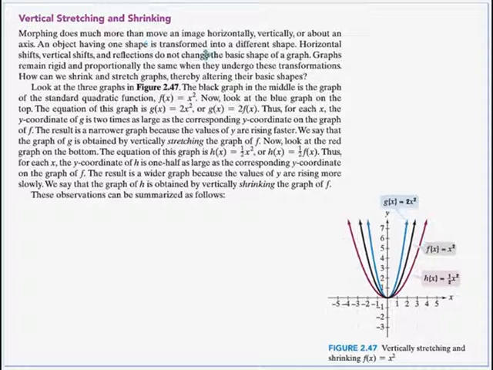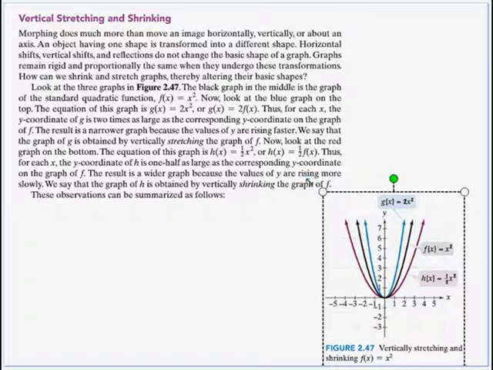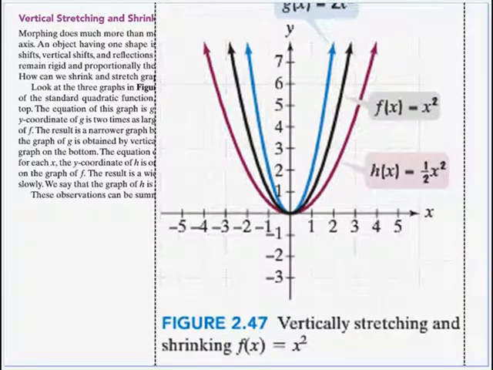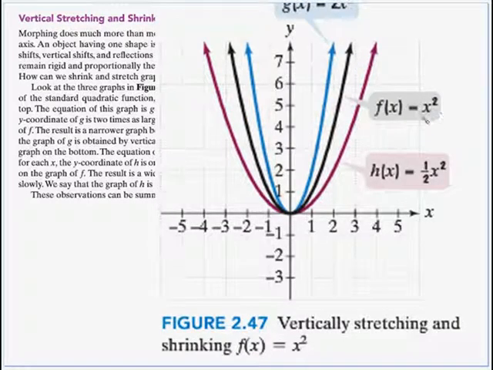We can also vertically stretch or shrink a graph. I'll let you read through all of that, and a lot of it they are just describing what's going on here in this pretty little picture. We see the black graph in the middle. That is just x squared. Well, what if we start putting numbers in front of x squared? That means we'll plug an x value in, we'll square it, and then we'll either multiply it by a whole number or maybe a fraction.